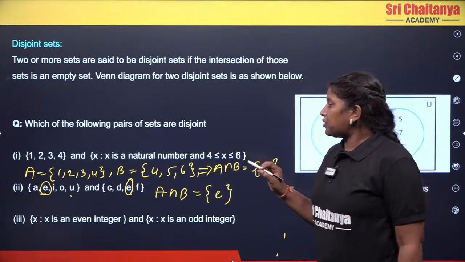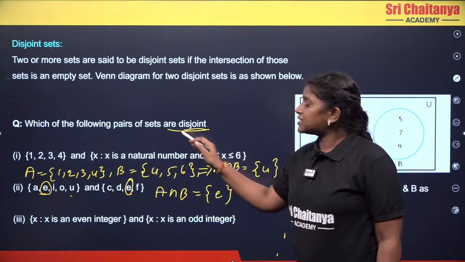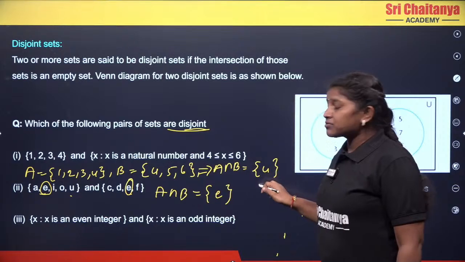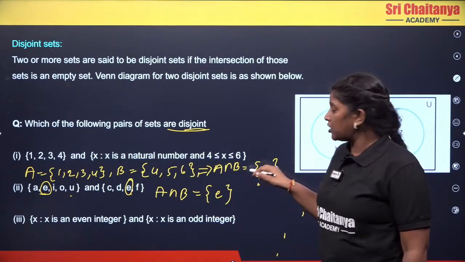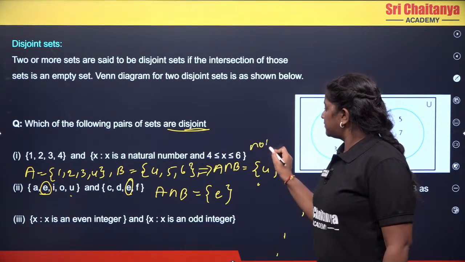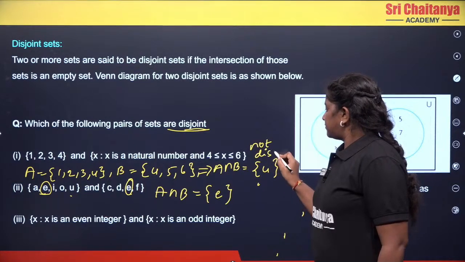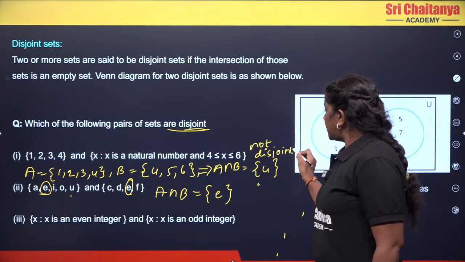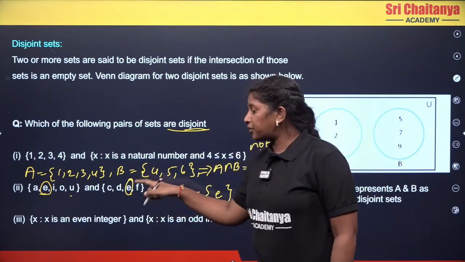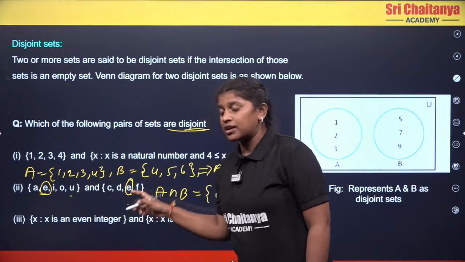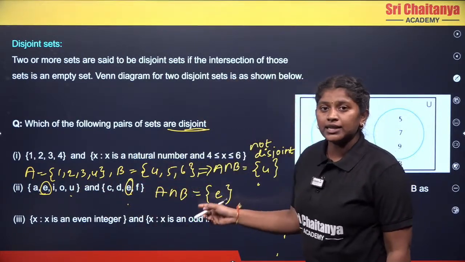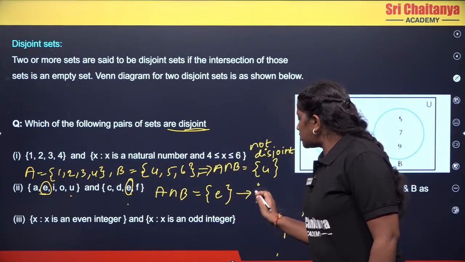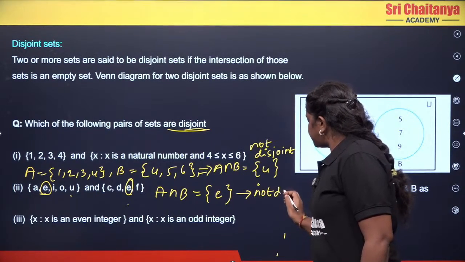But they are asking which of these sets are disjoint. Coming to the first one, we are having at least one single element, so this will not be disjoint. And coming to the second one also, if you take the intersection between these two sets, we are getting one common element, that is the E. So therefore it is also not a disjoint set.